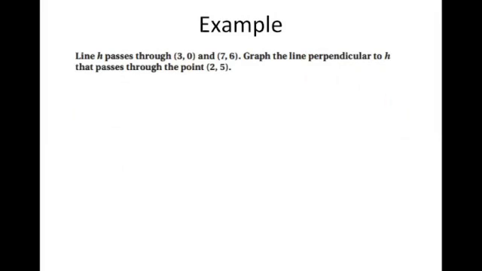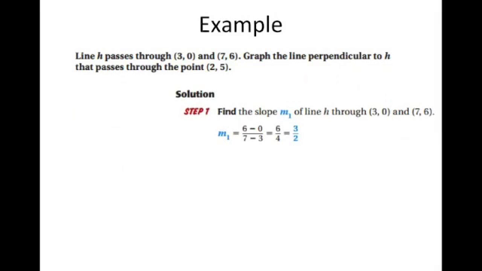All right, let's do an example now with perpendicular lines. So I want to find the line that's perpendicular to line H. Now, line H runs through the points (3, 0) and (7, 6). So the first thing we need to do is find the slope of that line, because remember, the product of the slopes has to be -1. So in order to find the slope of the perpendicular line, I have to know the slope of the original line. Okay? So the slope of the original line, which we called line H, will be 3 over 2. It was 6 over 4, but we reduced that to 3 over 2.